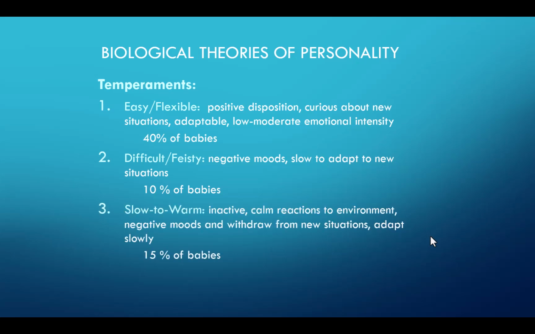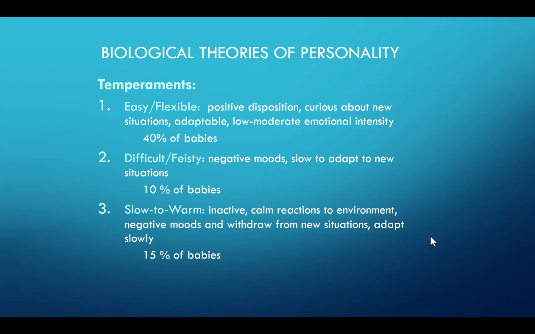Now, a slow to warm child is one that withdraws from new situations, might have a negative mood within a new situation. They adapt really slowly. So this is the kid that, when they wake up from a nap, they take a little while to wake up. They need to lay in bed and take their time. Like I said, with Cammie, we always have to make sure we're telling her in advance, okay, this is what we're doing tomorrow. She doesn't like surprises by any means. And so slow to warm is about 15% of babies.